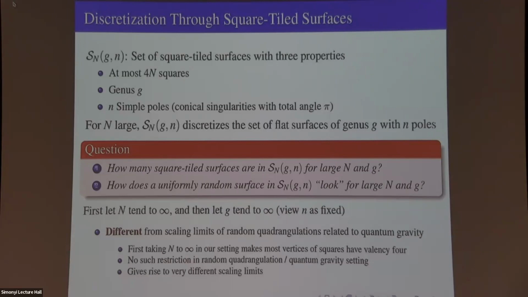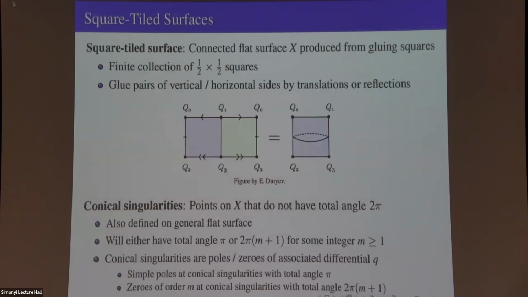Sorry, I should have asked: what is square-tiled? I remind you that a flat surface is obtained by gluing together a bunch of polygons, and in a square-tiled surface, each polygon is a unit square. So I can discretize any flat surface in this way.